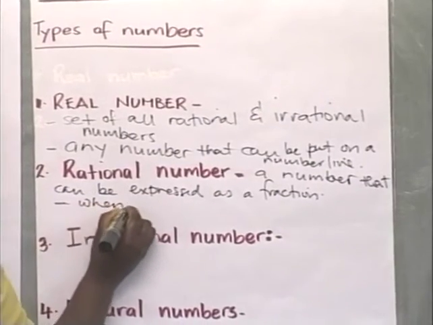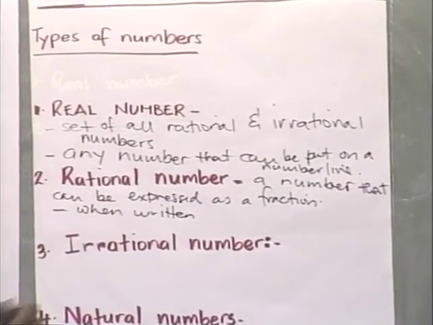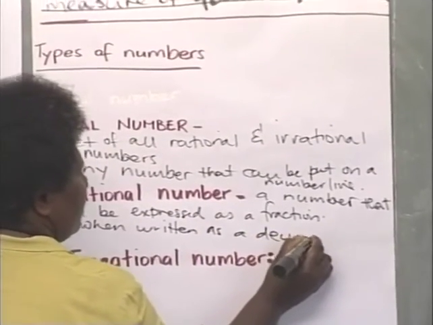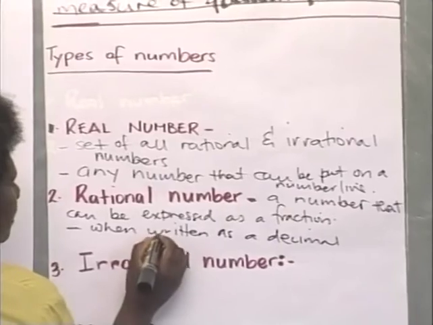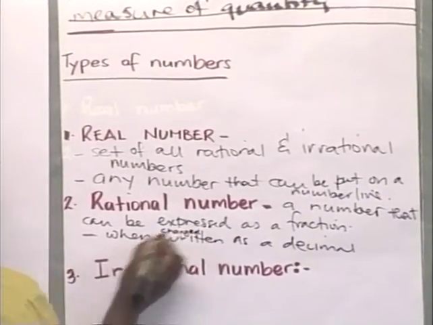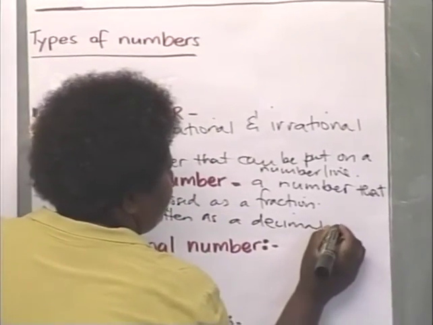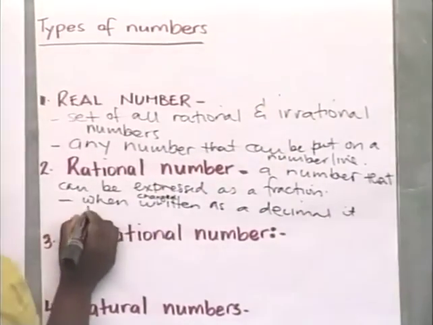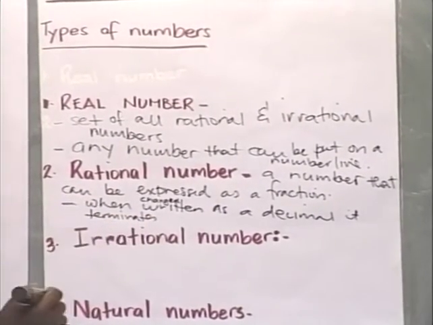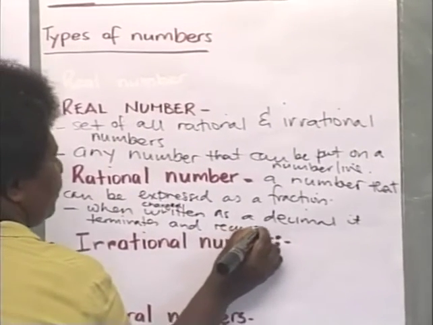When changed to a decimal, maybe this word you should also write as changed, I think written is not a very good word. When changed to a decimal, it terminates, and I'll explain that, and it also recurs.